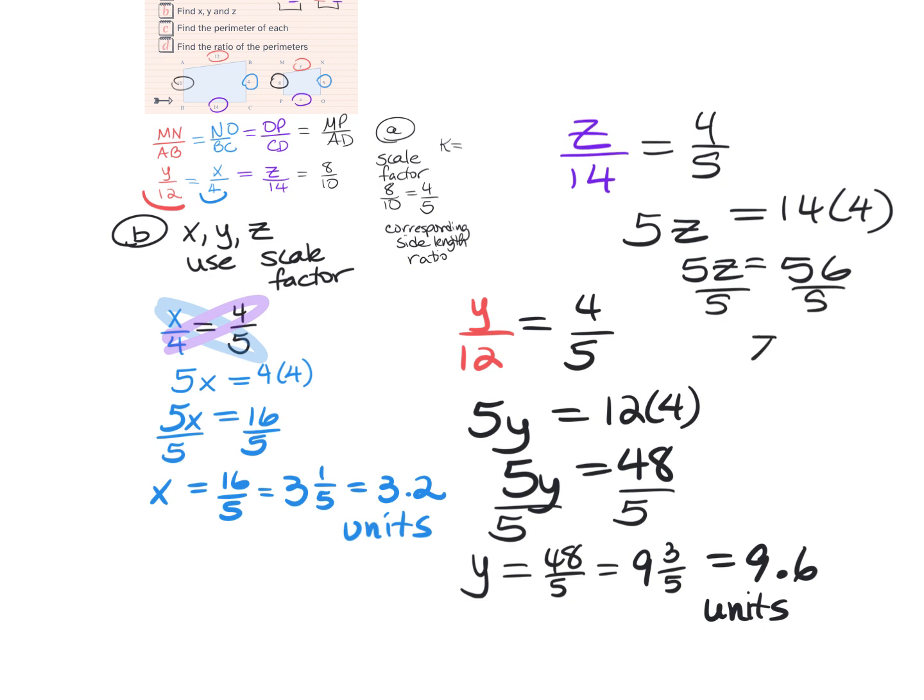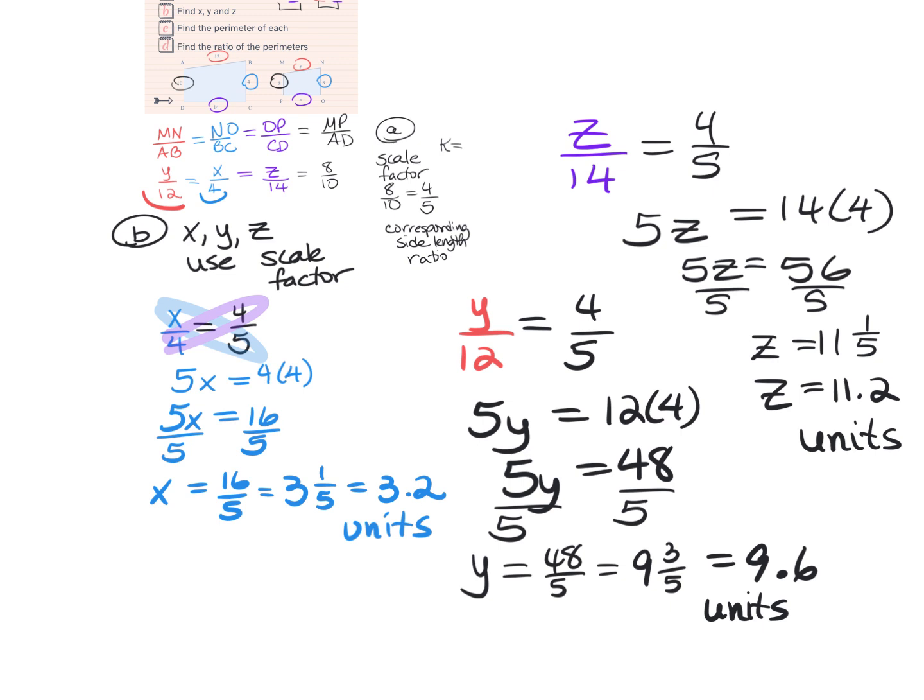5 goes into 56 11 times with 1 left over. So I would either accept 11 1/5, 11.2, or the improper fraction, but again, when it's a side length, I'd prefer a mixed number or a decimal. So this is all the answer to part B. So when you're doing the homework tonight, a lot of it is going to be solving these proportions. So I want to see how you're setting up the proportions, how you're cross multiplying, and then dividing.